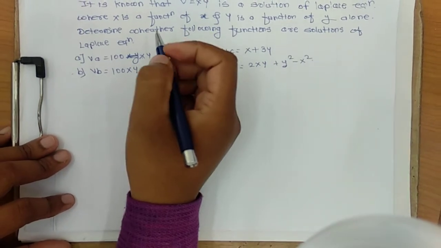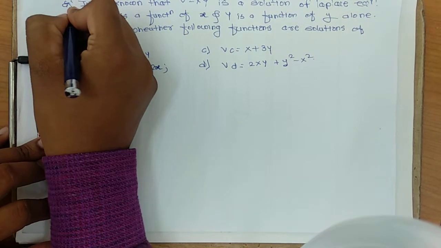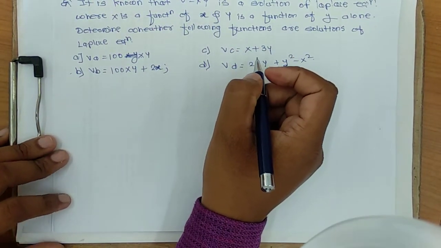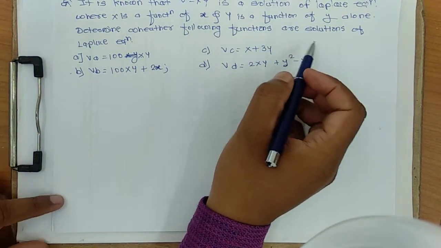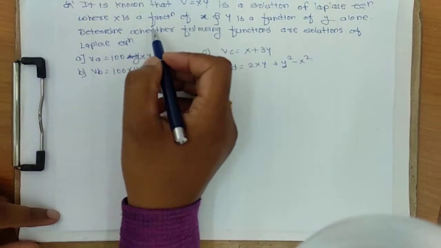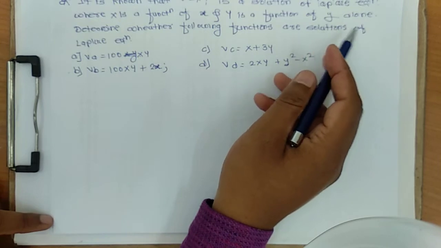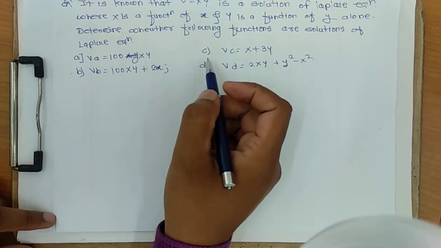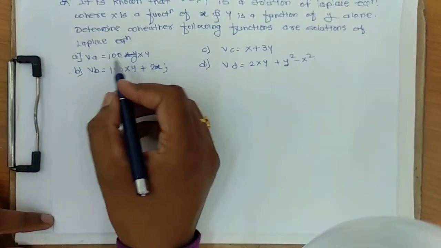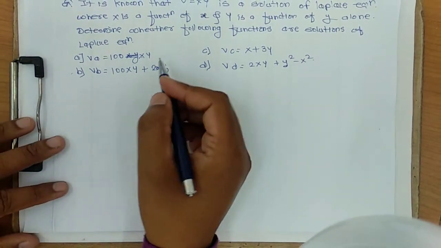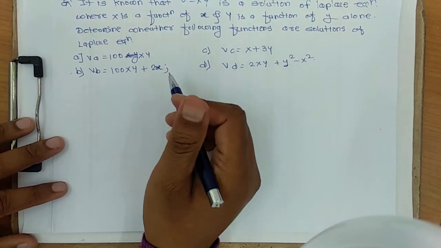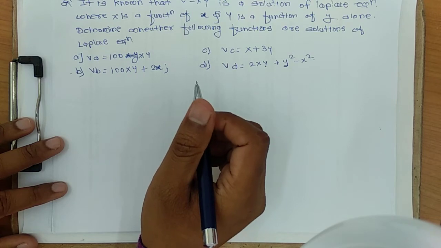Now you can see this example on the Laplace equation. It is known that V equal to XY is a solution of Laplace equation, where X is a function of small x alone and Y, capital Y, is a function of small y alone. Determine whether the following functions are solutions of Laplace equation. So we have these four functions and we have to check whether each is a solution of Laplace equation.